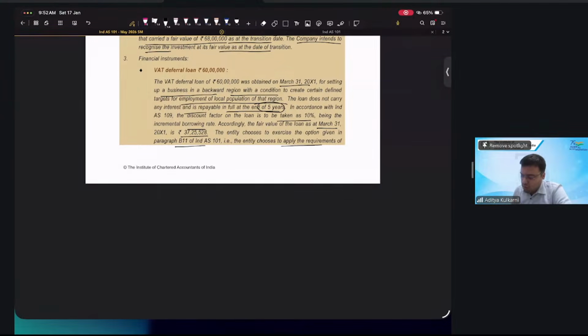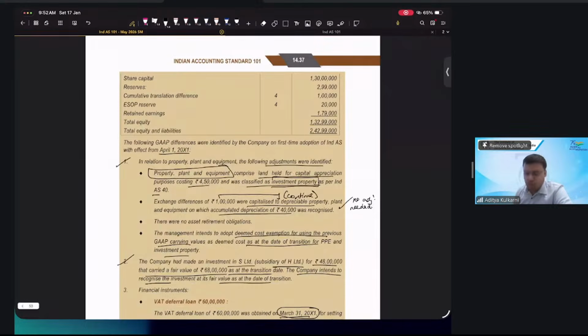The deferral loan was obtained on March 20x1 and we are converging on April 1, 20x1. That is, immediately the next day we are converging. If the convergence had to happen 1 year later, we would take 1 year's amortization to retained earnings and the balance would remain as your closing balance. Are you able to follow?